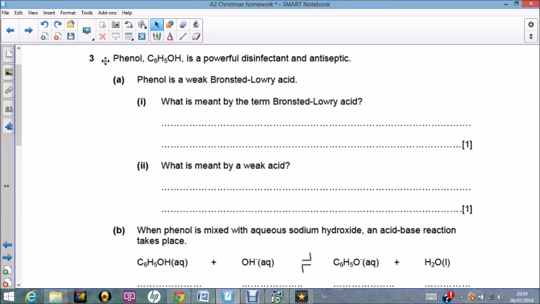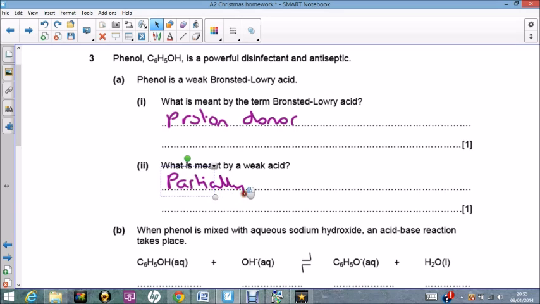This question is about phenol. Phenol is a compound that you will learn more about in F325, but you know enough to answer this acids question in F325. First bit, what is meant by a Bronsted-Lowry acid? You'll know in F325 we use 2 definitions for acids. The Bronsted-Lowry one is proton donor. Weak acid, you should know, means that it is partially dissociated.